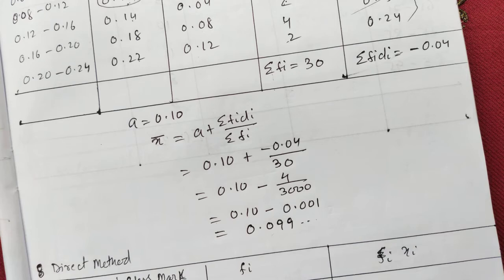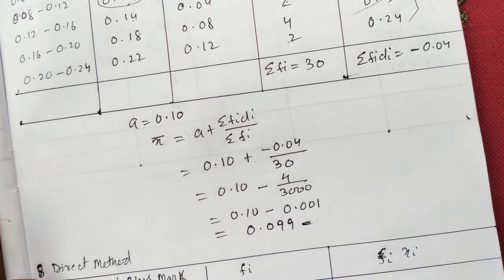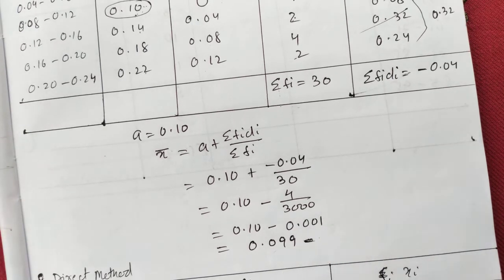You'll go on like that, okay. So this is the answer, okay. 0.099 only you can write. So we got the mean of the given question.